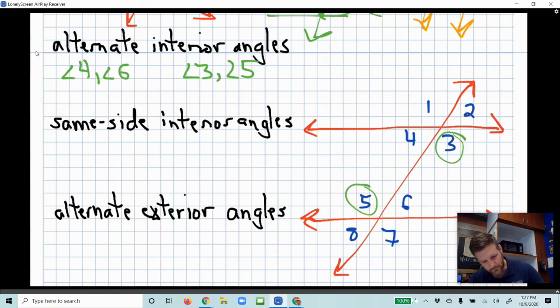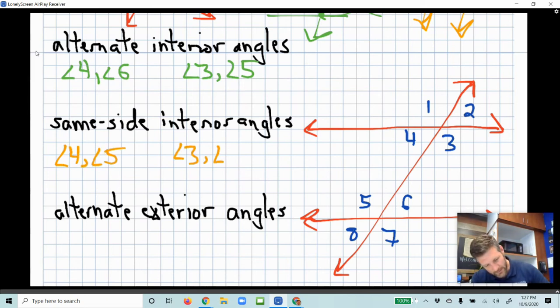Actually, I want to go ahead and erase these little circles here. But now the ones on the same side. So you have the same group of 4, but when we say same side interior angles, we're talking about these pairs like this. 4 and 5 are same side interior angles, and 3 and 6 are same side interior angles. Okay, because they're still on the interior, but they're not on alternate sides, they're on the same side. Okay, so angle 4 and 5, and angle 3 and angle 6.